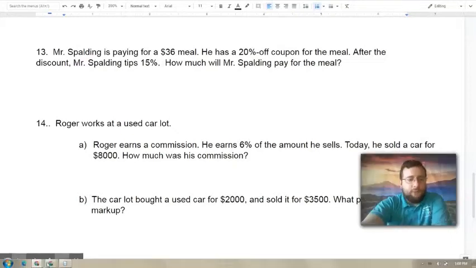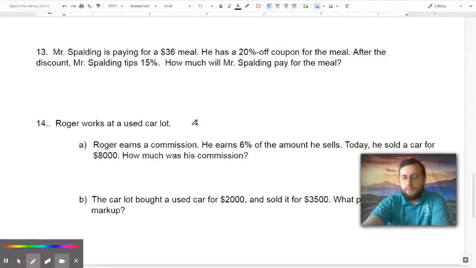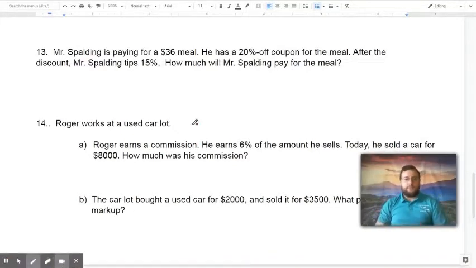We're in part 4 of our review for percentages and proportions test in seventh grade math. And on this one, we're going to just do a few more percentage problems, which were in the back of the review, starting with problem 13. All right, so this is a discount situation and then a tip situation. So first you take some money off, but then you put some money back on because of the tip.